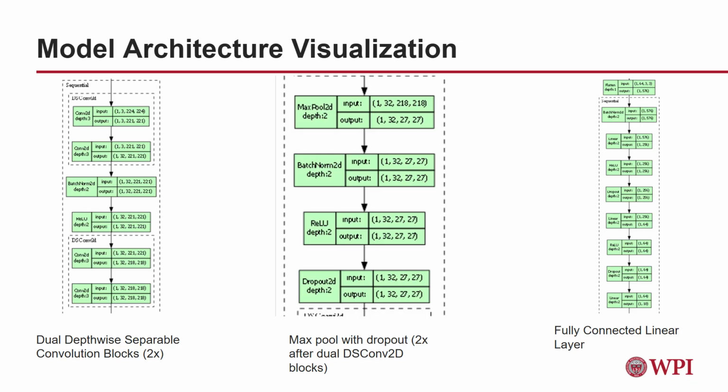And here's a broken down visualization of the most relevant parts of the model, with the leftmost figure showing the architecture for the dual depthwise convolutional layers, the middle figure showing the max pool segment that comes after each of the dual depthwise convolution pairs, and the rightmost figure showing the architecture for the fully connected linear layers at the very end of the model.